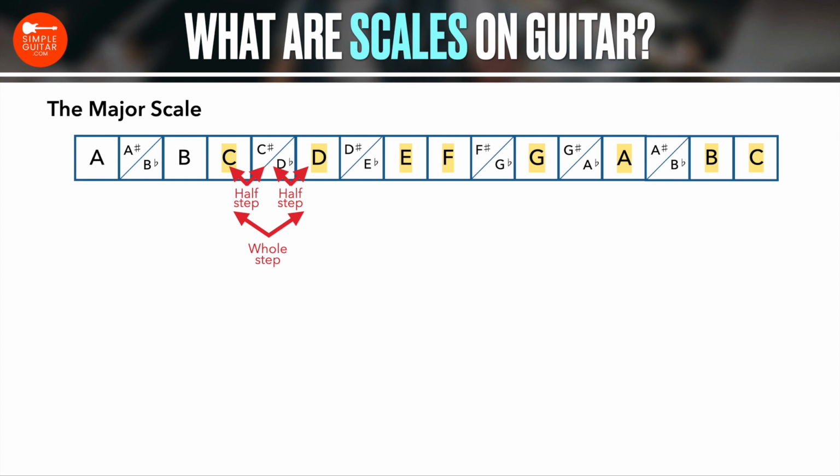That makes sense, right? And so also that means that the distance between D and E is also a whole step. But between E and F, we have a half step. Between F and G, we have a whole step. Between G and A, we have another whole step. Between A and B, we have a whole step. And then between B and C, we have a half step.